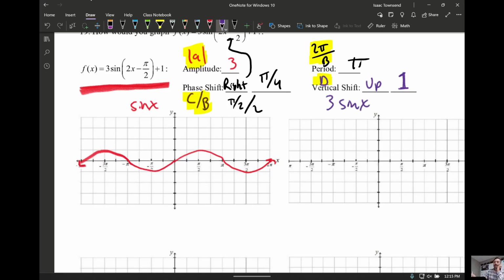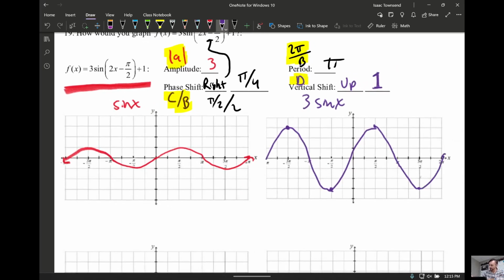How is 3 sine x going to look different than 1 sine x? Stretch. Okay, so instead of going up to 1, it's going up to 3. Instead of going down to -1, it's being stretched down to -3. And 0 times 3 still stays 0. So there's 3 sine x.